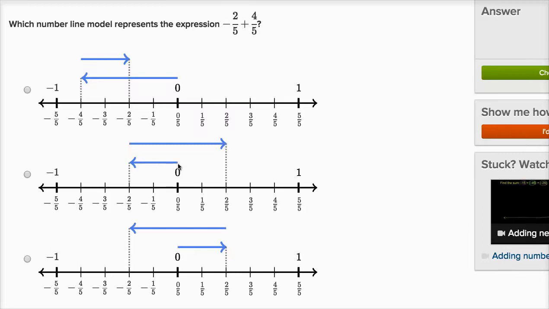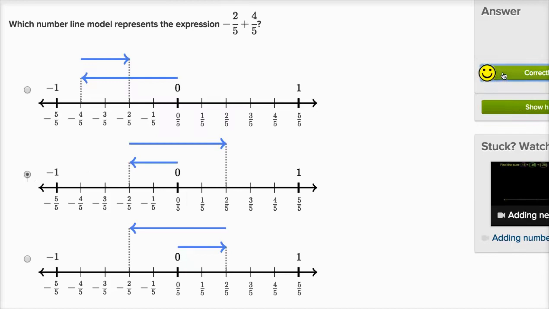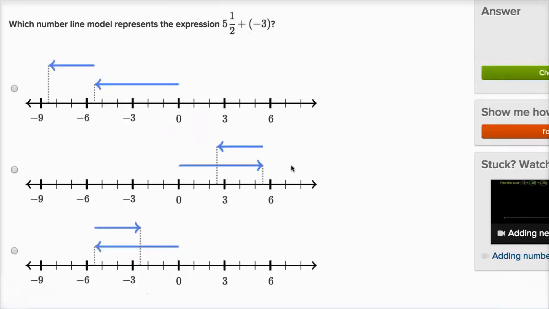So this looks right. I'm starting at 0. I'm going to the left 2/5. So that's -2/5. And then I go to the right 4/5 from that tip. So from -2/5, I'm adding 4/5. So that looks right. Let's do one more. This is exciting. And even if you don't find it fully exciting, anything you do, you should convince yourself it's exciting. You'll do a better job.